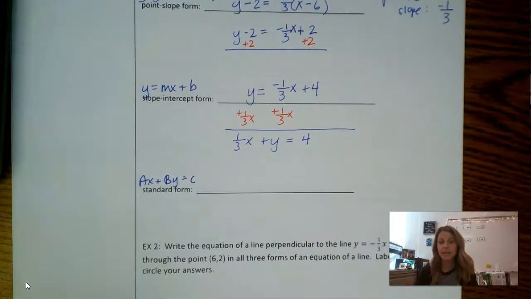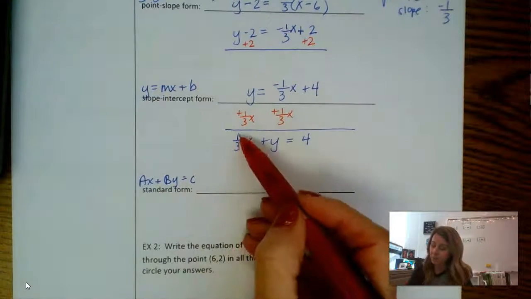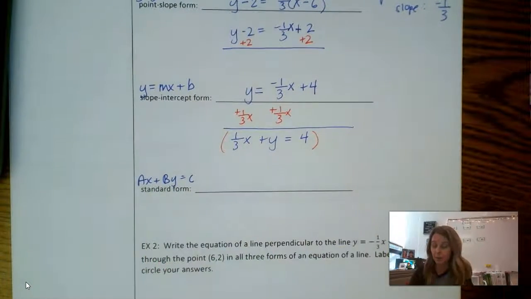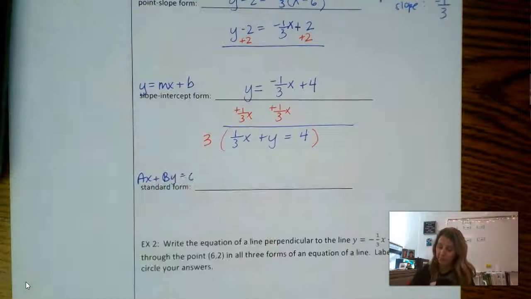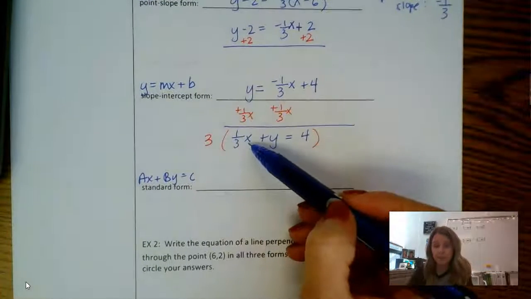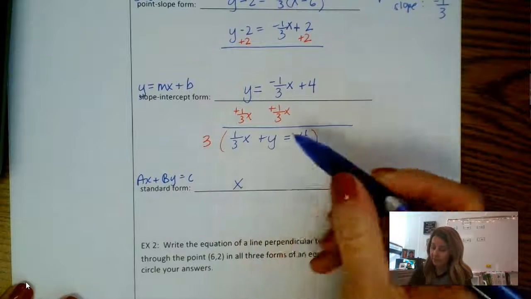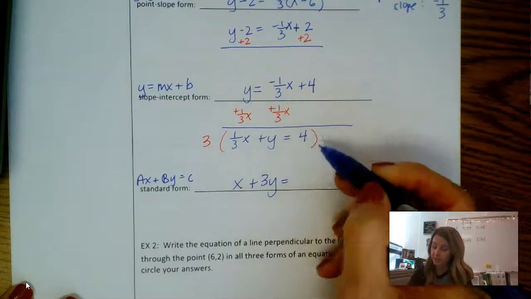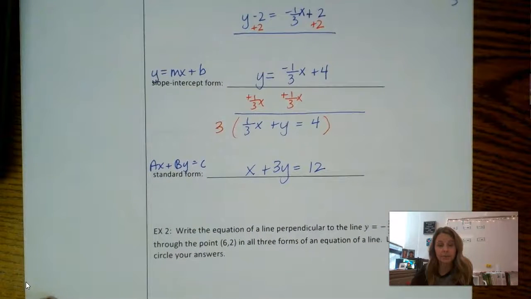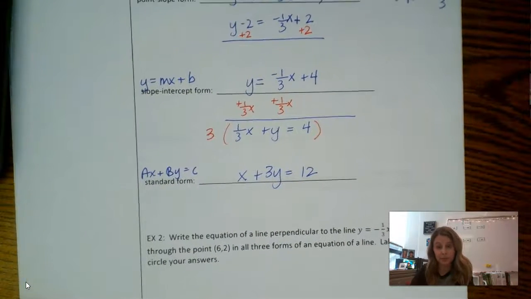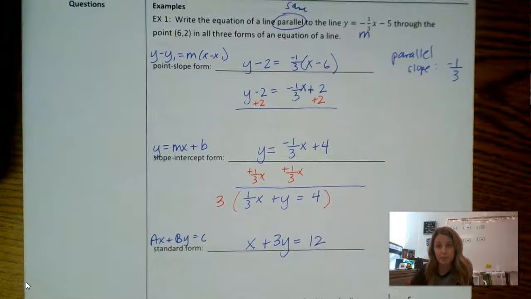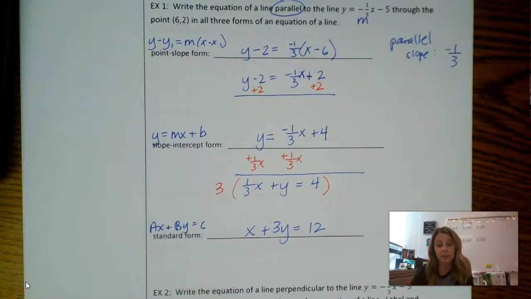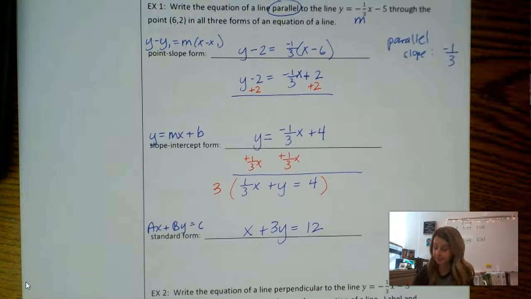And then I am getting rid of the fraction. Whatever's being divided on the fraction, I can turn around and multiply the whole thing by that number. So I'm going to multiply through by a 3. 3 times 1/3 is 1, so I end with x. 3 times y is 3y, so plus 3y. 3 times 4 is 12. So my standard form would be x plus 3y equals 12. So we start with same slope, we plug into point slope, we convert that to slope intercept, and then we convert that to standard. It's kind of a progression of steps here.